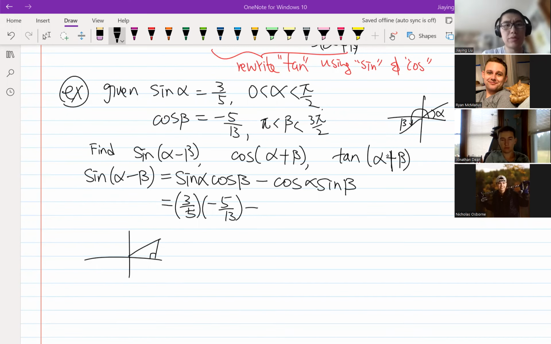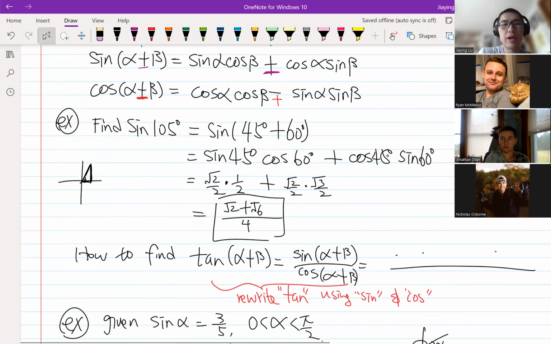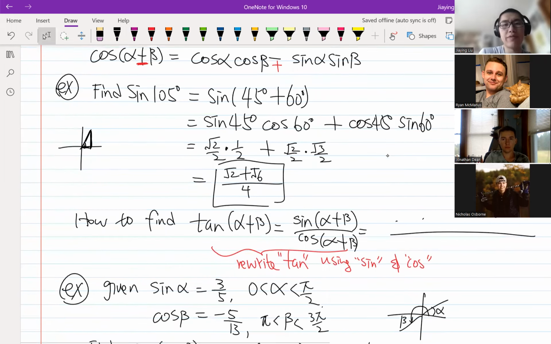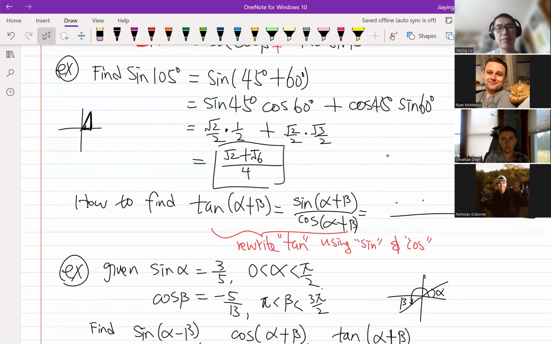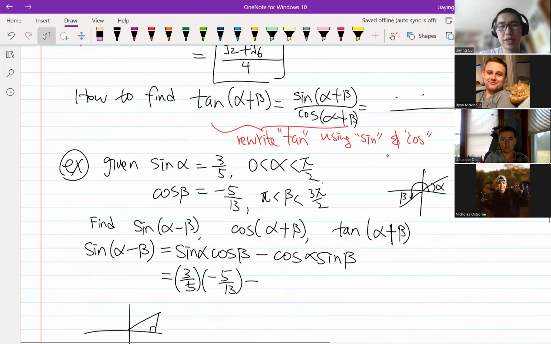Just in case someone missed the first half, I went through one example with sine 105 degrees using the sum of angles formula. And if we want to find tangent alpha plus beta, we're just going to convert it to sine and cosine.